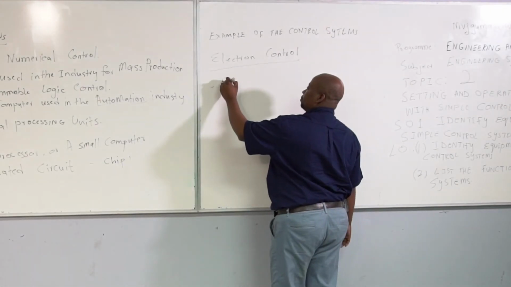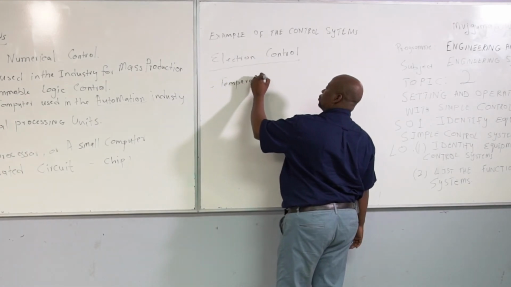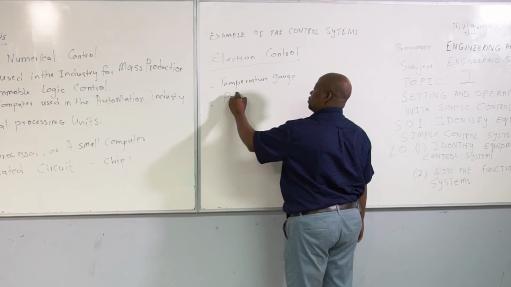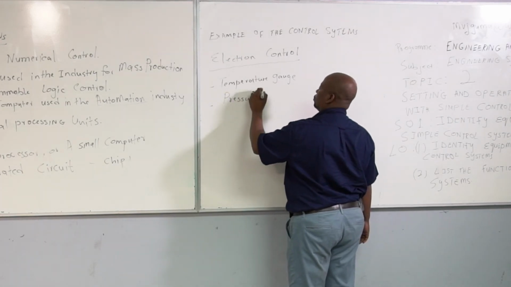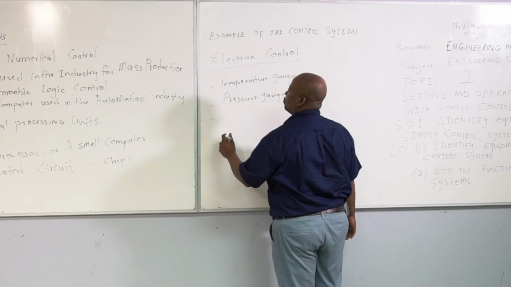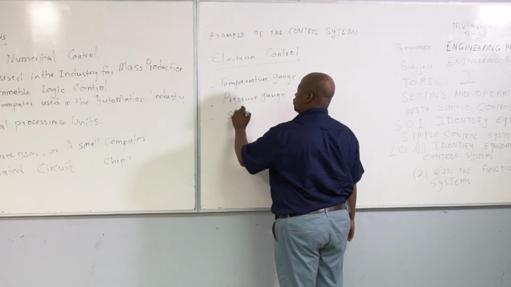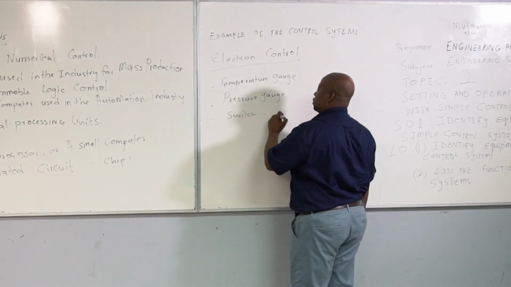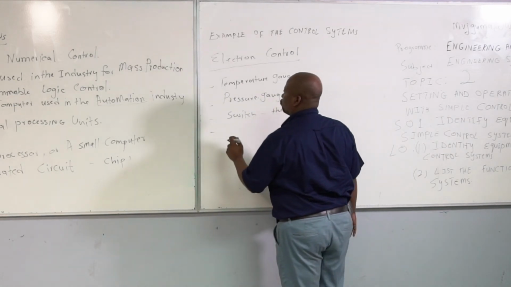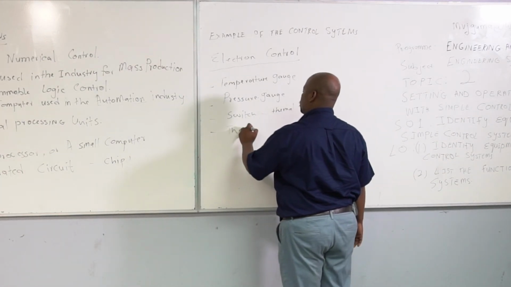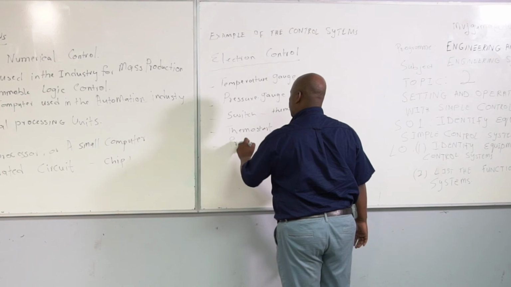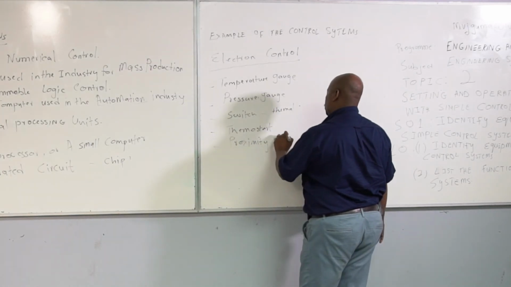We have the temperature gauge, we have the pressure gauge, we have switches like the thermal switch, and we have a thermostat. And lastly, the proximity switch.